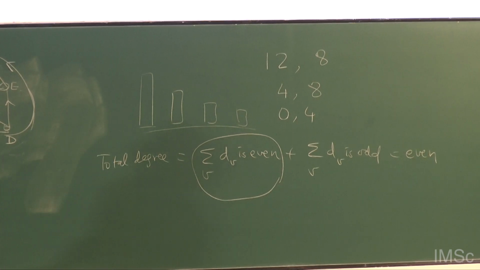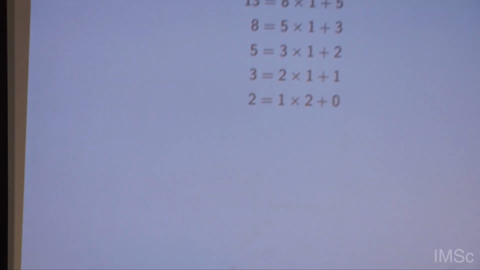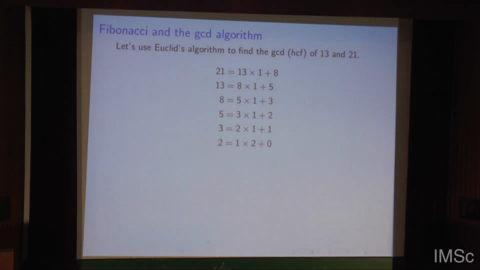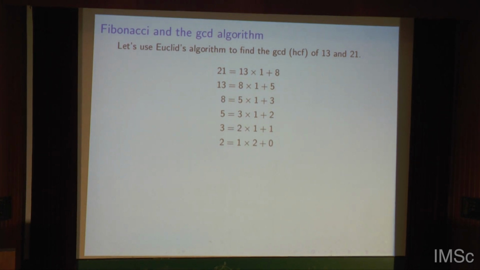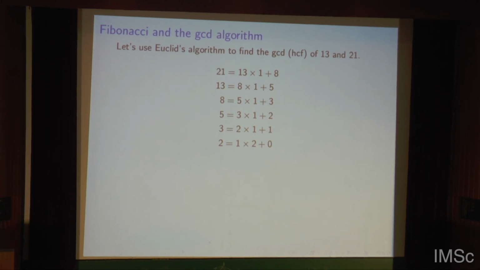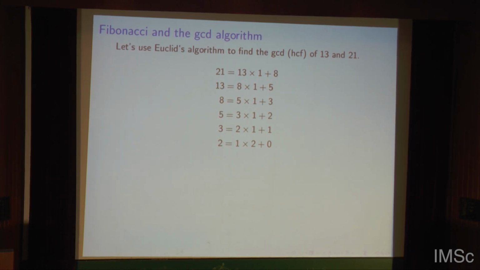Let me show you another example. Let's do 13 and 21. Let's just go through the algorithm. There's a reason I picked 13 and 21. You notice that they are Fibonacci numbers. When you try it with 13 and 21, 13 goes into 21 once, and the remainder is 8. Then 8 goes into 13 once, and the remainder is 5. You see what's happening here? I'm getting Fibonacci numbers at each stage, and this is taking very long.